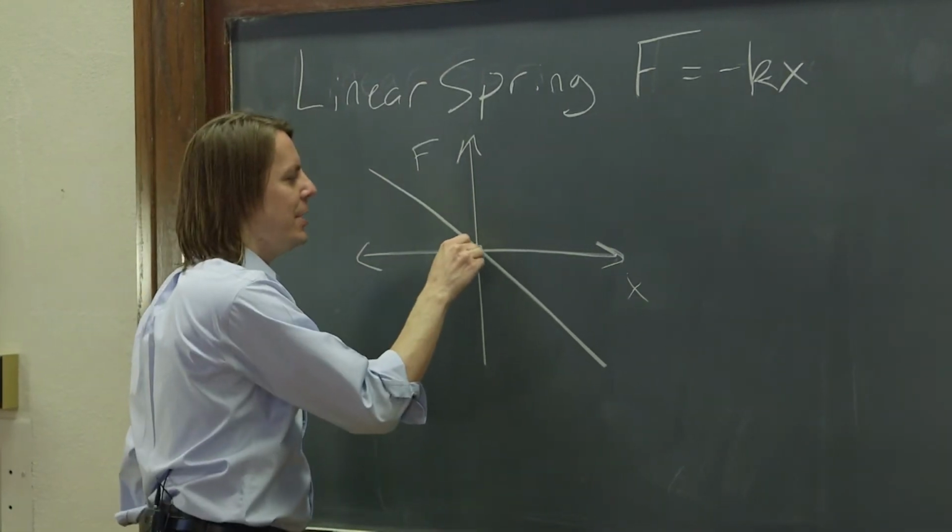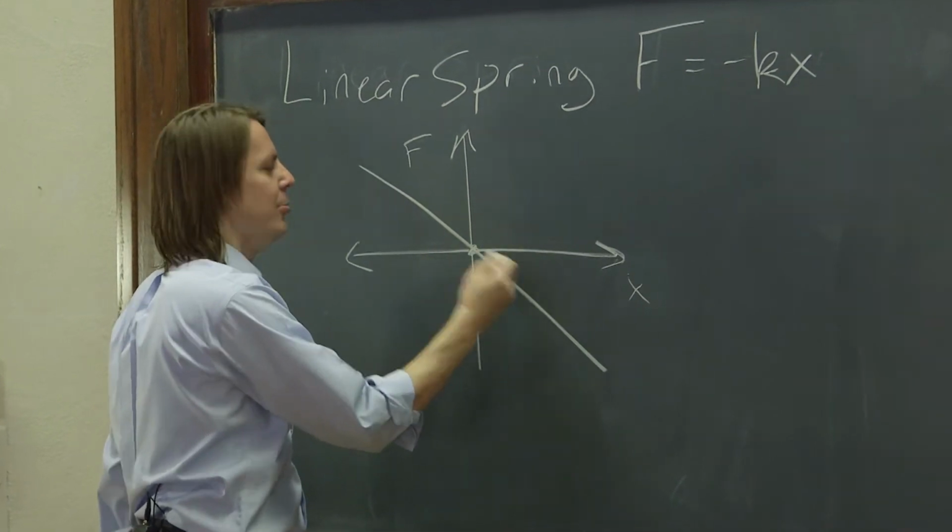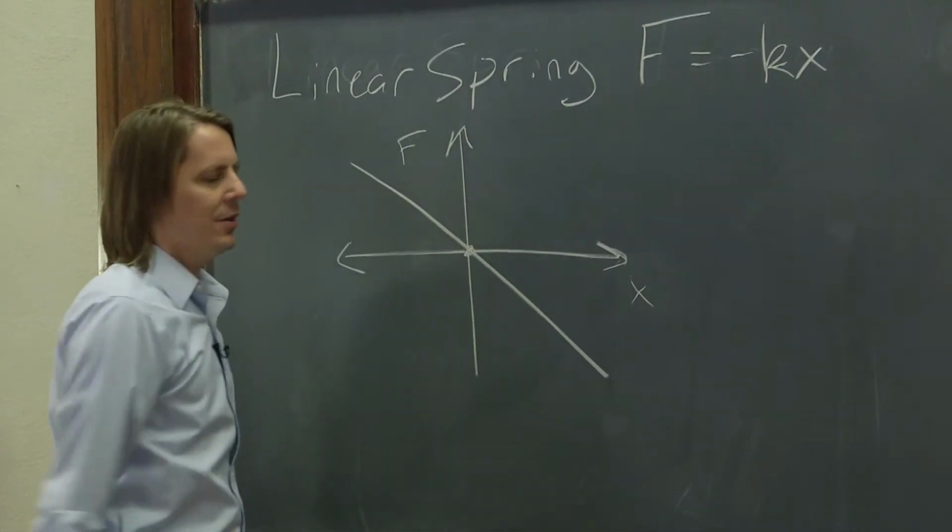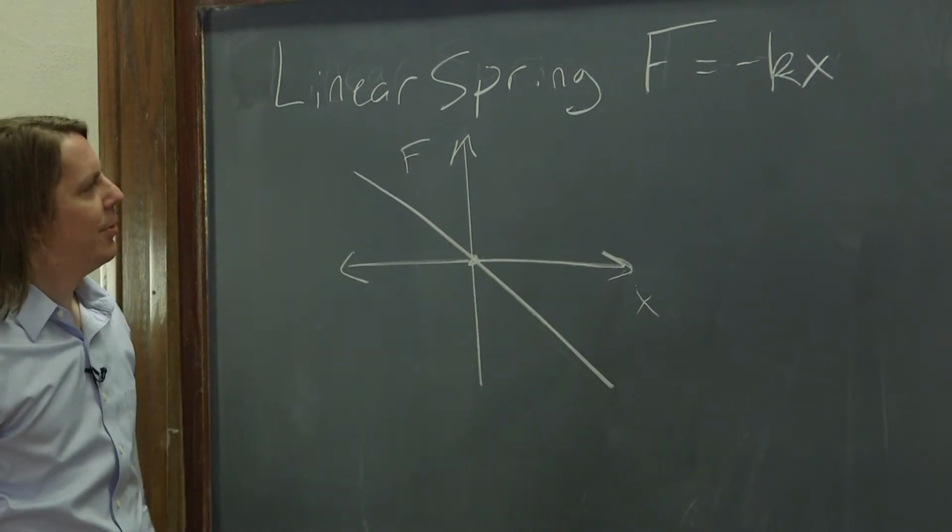This is the point of stable equilibrium where the force is 0. If you move this way, it pushes back. If you move this way, it pushes back. That's why we have oscillation around that point.